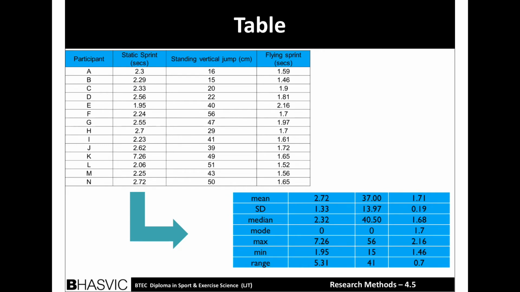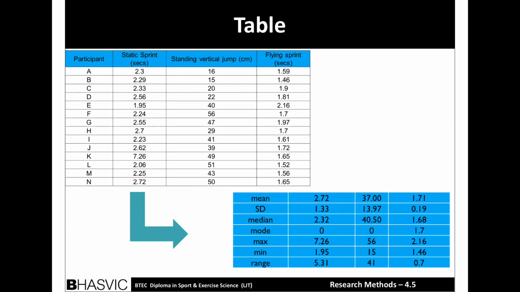Table. A table is just an effective way of presenting data when you want to show how individual information varies when it is measured at different points. As you can see by this example, each column has its own mean, standard deviation, median, mode, maximum, minimum, and the range. This helps people to quickly identify the dispersion of the data.